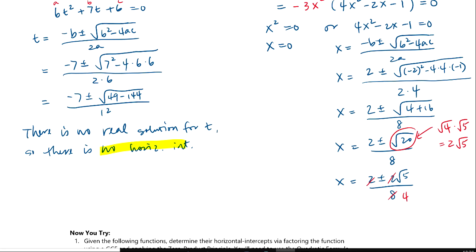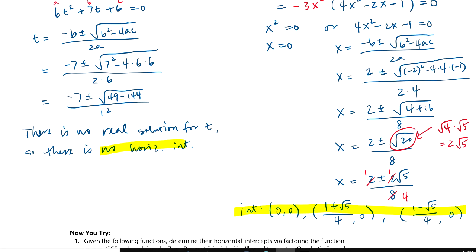So make sure you do this, and we will have the intercepts being the point 0, 0 that we found earlier, and the point (1 plus root 5)/4, comma 0, and then we have (1 minus root 5)/4, comma 0. Again, when you're canceling out things, I cross out the 2's, but really these are 1's over here. And these are going to be the horizontal intercepts we have. And here we got 3 horizontal intercepts for a 4th degree function.